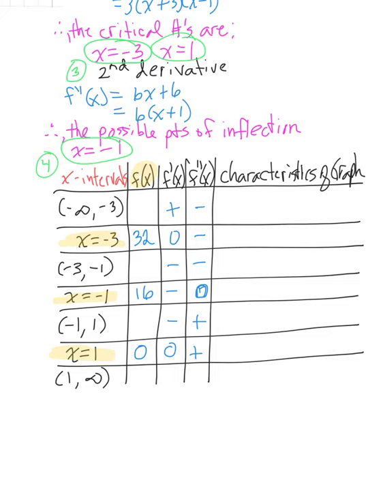So subbing in 2 to the first derivative, I get a positive value. And subbing in 2 into the second derivative, I also get a positive value. So what does this all mean? So let's review a little bit from previously.